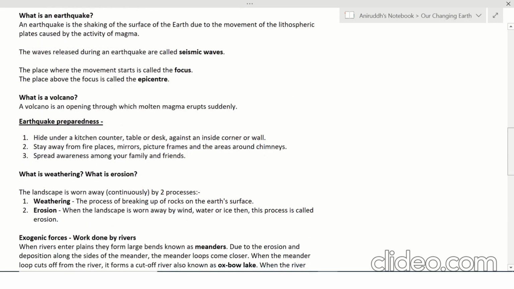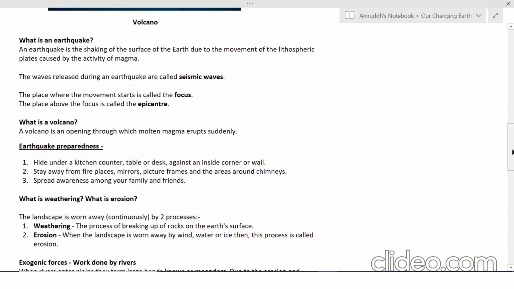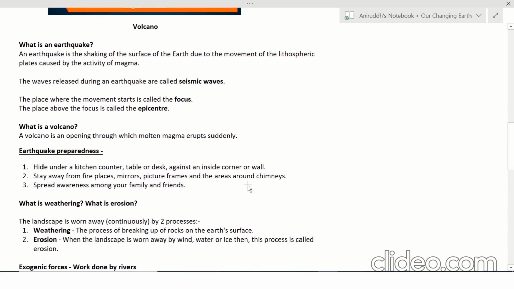Now, what is weathering? What is erosion? The landscape is worn away by two processes, which are weathering and erosion. Weathering, the process of breaking up of rocks on the earth's surface, is called weathering. When the landscape is worn away by wind, water, or ice, then this process is called erosion.